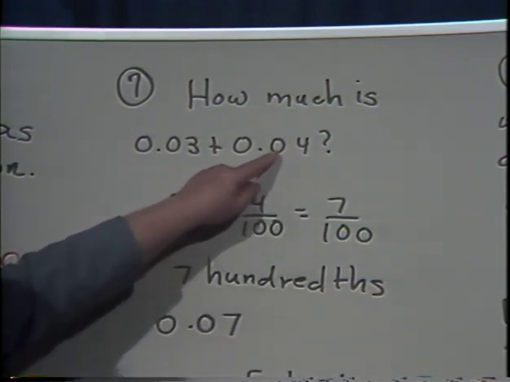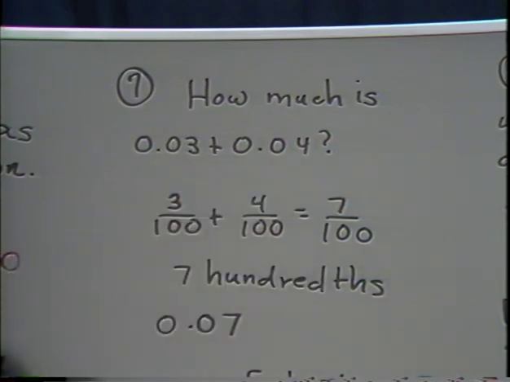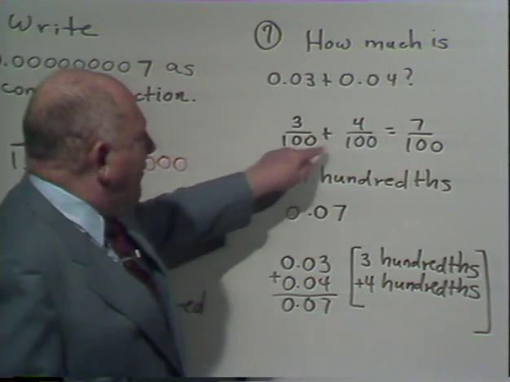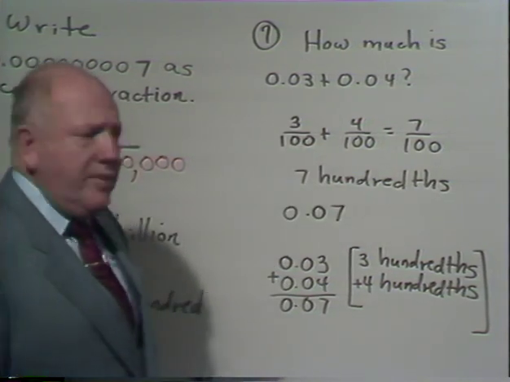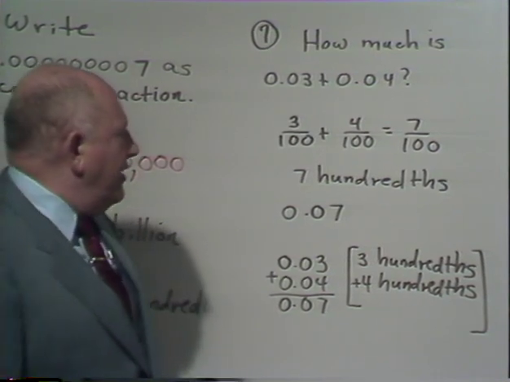See the shortcut? The 4, and the denominator is what? Since there are 2 digits to the right of the decimal point, it's a 1 followed by 2 zeros. So now I've written this in terms of common fractions. What's 3/100ths plus 4/100ths? It's 7/100ths.